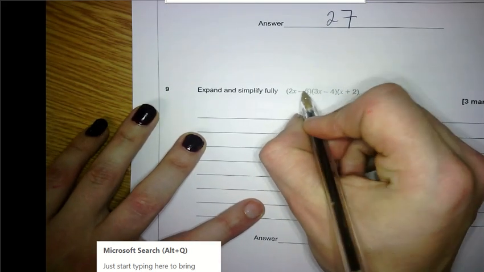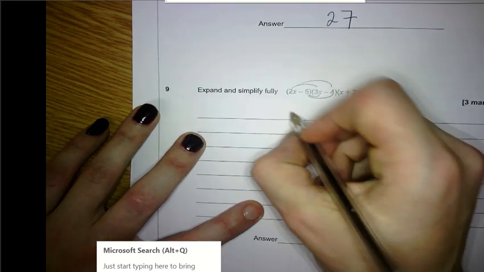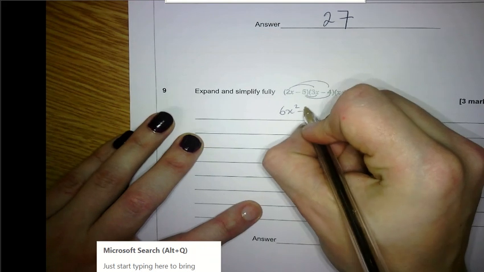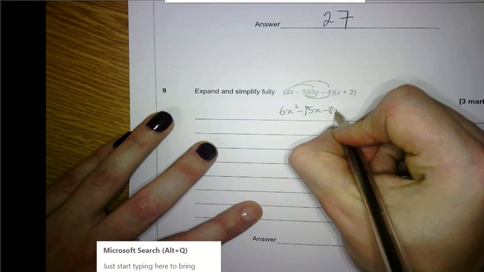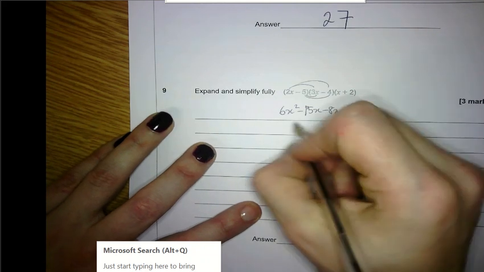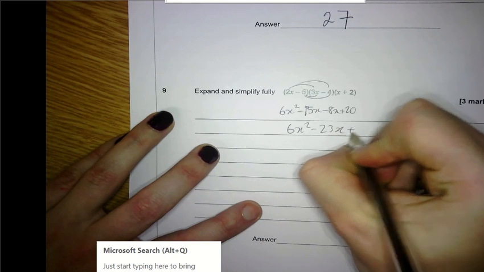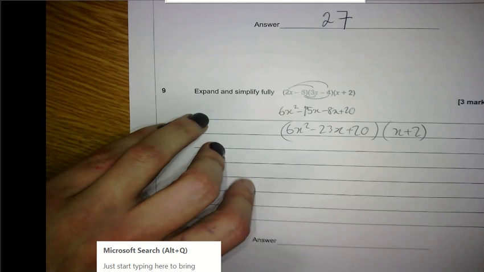Question 9, expand and simplify. I'll expand my first two brackets, so these two, and I will get 6x squared minus 15x minus 8x plus 20, which simplifies to 6x squared minus 23x plus 20, and now I'll expand all of that with x plus 2.